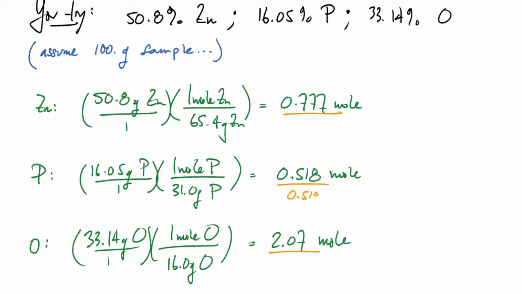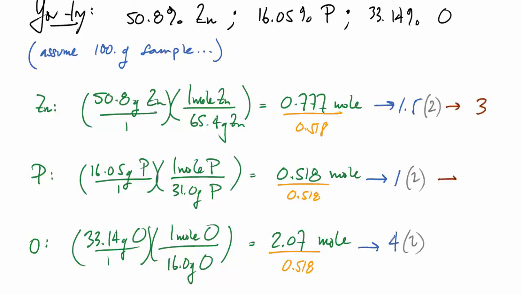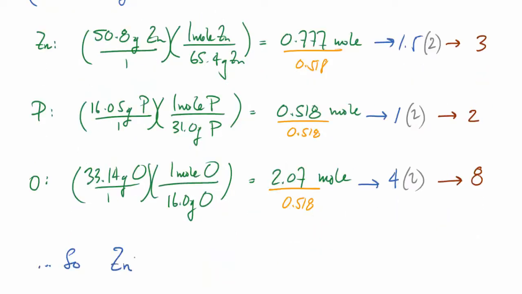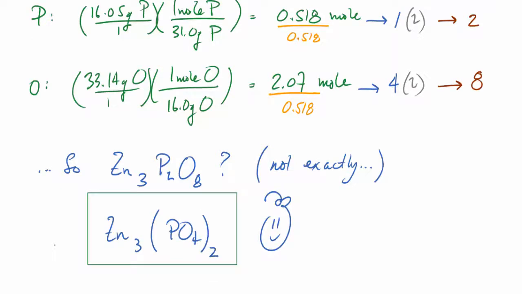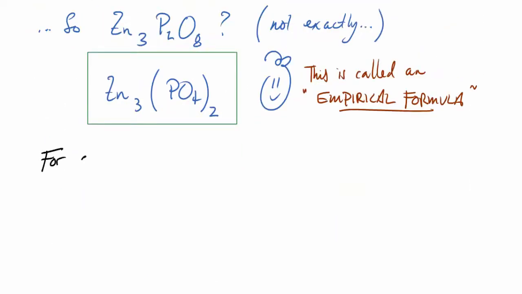2.07 mole. Divide each one by the smallest, which is 0.518, and we get the ratio of 1 to 1.5 to 4. That needs to be multiplied by 2, so we get all whole numbers, and you get 3 to 2 to 8. So you might think, well, is that then Zn3P2O8? Well, not exactly, but a little bit of thinking will get you that this is Zn3(PO4)2, or what we call zinc phosphate, and that's the empirical formula.